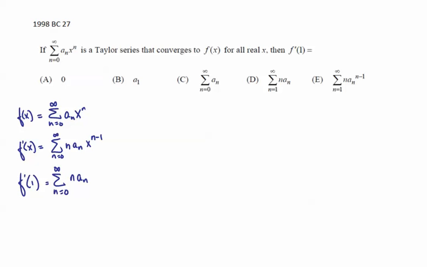So f of x is the sum from n equals 0 to infinity of a sub n x to the n. F prime would just be the sum from n equals 0 to infinity of n. We brought down the n. The a sub n is a constant. It stays as it was. Then x to the n becomes x to the n minus 1. To find f prime of 1, we're simply going to substitute x equals 1, and x to any power will still be 1, and we'll end up with the sum from n equals 0 to infinity of n times a sub n, and that gives us the answer of D.